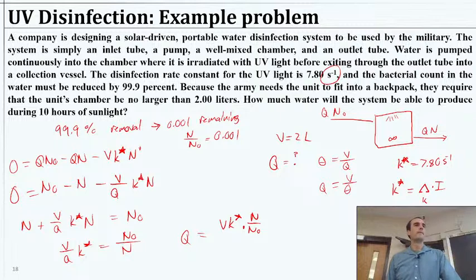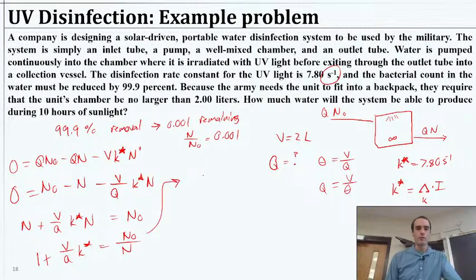Yeah. Where did the 1 go, because you took out the N, divided it? You're right, I did this wrong. Sorry, hang on a second. It should be 1 plus, right? Because I did exactly that. So that should be, yeah, I knew something felt wrong, so thank you. So this should be V over Q times K star equals N naught over N minus 1.